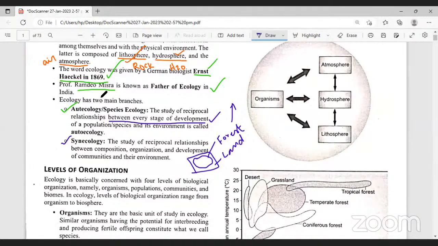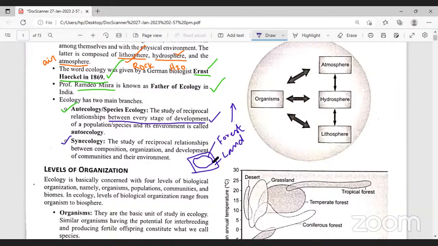Once again, repeating for you: ecology has two main branches. One is called autecology, another one is called synecology. Autecology is nothing but the reciprocal relationship between every stage of development of a population or species and its environment. Synecology is the study of reciprocal relationship between the composition, organization, and development of the community and their environment. That is very, very important.